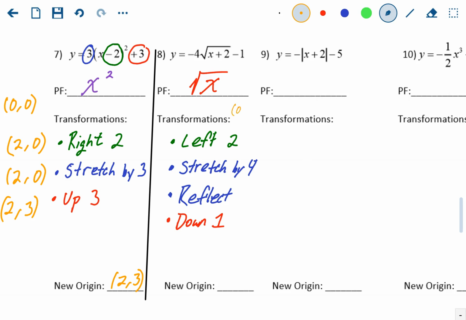So where's our new origin? Well, parent function origin starts at 0, 0 again. Okay. Move left 2 units puts you at negative 2, 0. Stretch by a factor of 4, again the y value is 0 so it doesn't change. Reflect over the x-axis, again only the y value would change and it's 0. And then move down 1 unit moves us down to negative 2, negative 1.